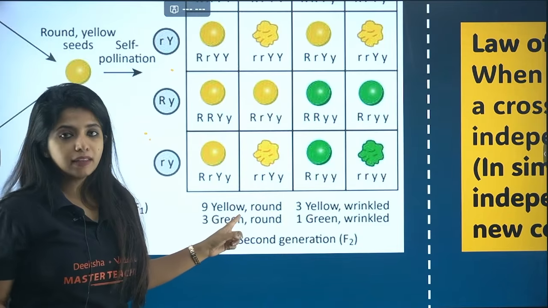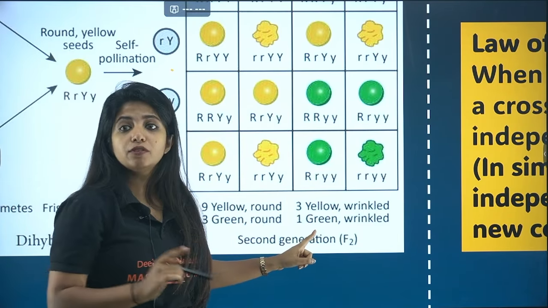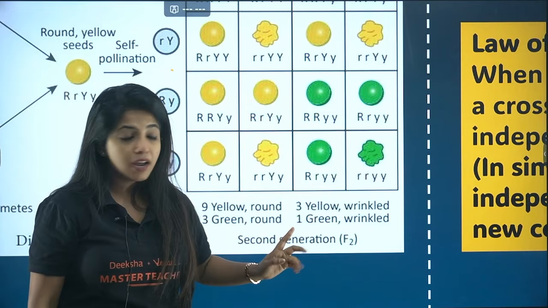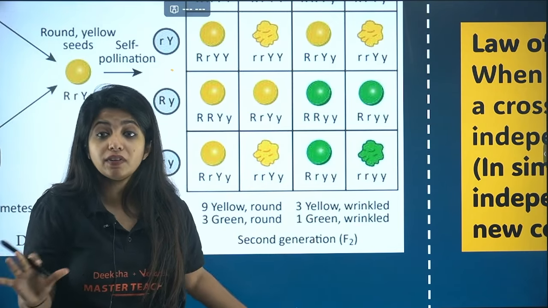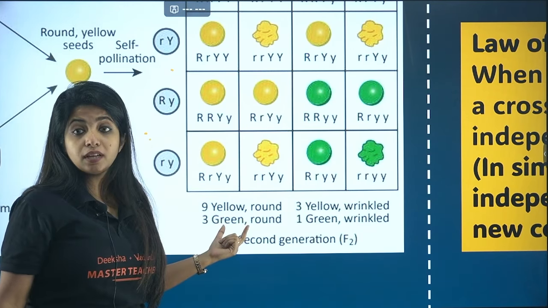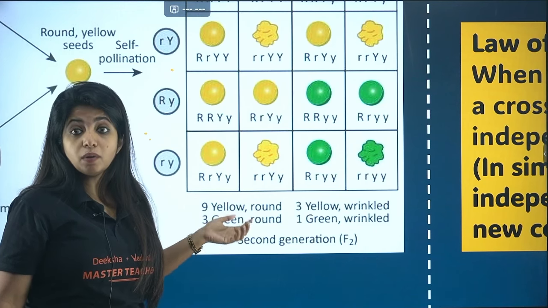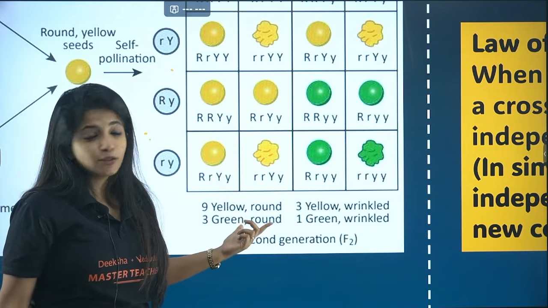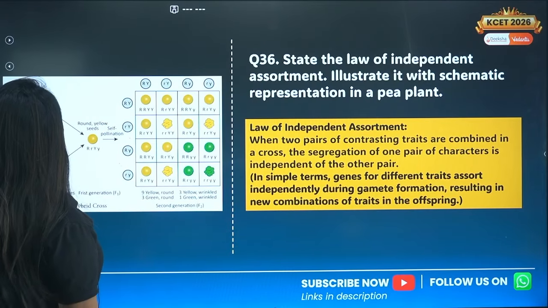9 of them are like the parents, they are round and yellow. One is like the other parent, which is wrinkled and green. But over here, 3 of them are wrinkled and yellow. Wrinkled was never with yellow, it was with green, but now it is with yellow. Similarly, green was never with round, but over here it is with round. So these are the new features that you get because the alleles are independently assorting, my dear children.